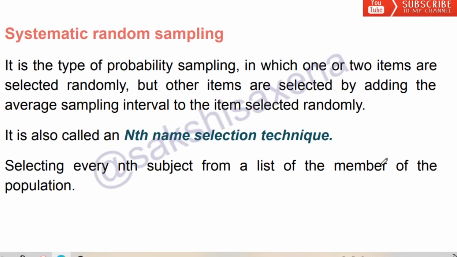Then systematic random sampling. It means that a sample is chosen by selecting at a standard time or fixed period interval. We can also say that it's an nth name selection technique.